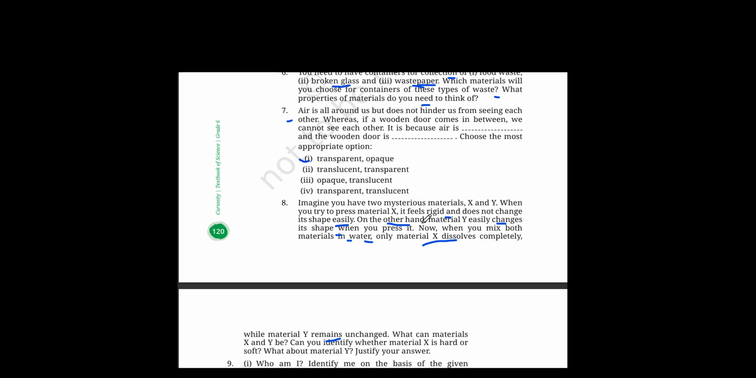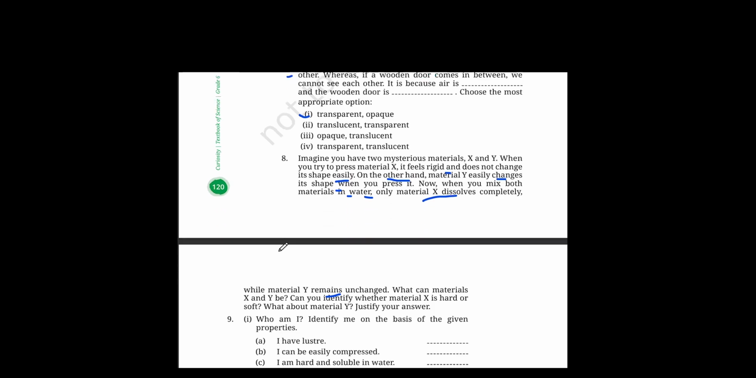And then what about material Y? Material Y shows the characteristic that it changes its shape easily when pressed and it does not get dissolved in water. So material Y could be a rubber, eraser, or a clay, or a sawdust. Material Y must be soft because it changes shape when it is pressed. So this is our answer.